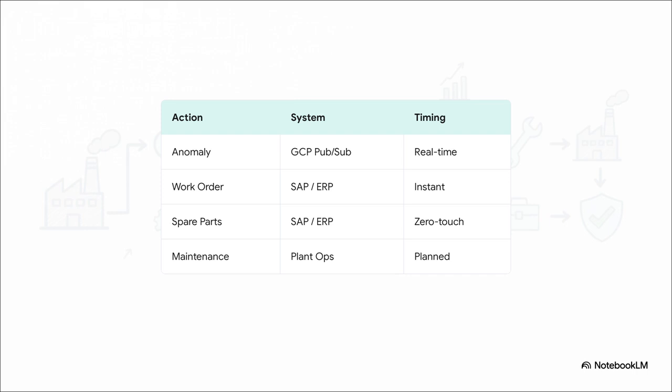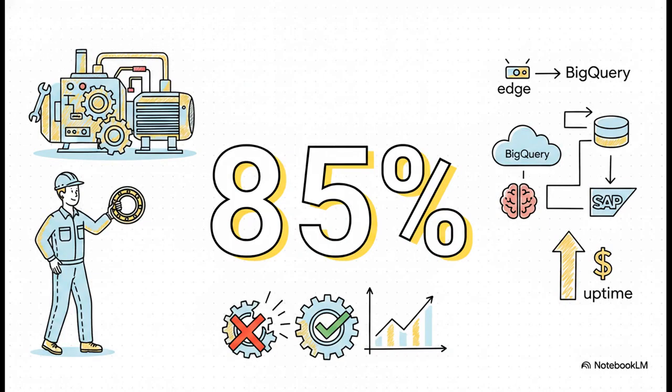It talks directly to your enterprise systems to instantly generate an automated SAP work order. It triggers a zero-touch ordering process for the exact replacement parts you need, and it schedules the maintenance team to do the repair during already planned idle hours. The entire logistics process is handled completely automatically by the cloud ecosystem. 85%. That is the ultimate payoff of this entire architecture.